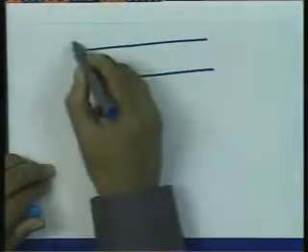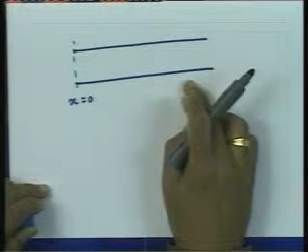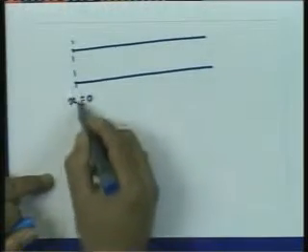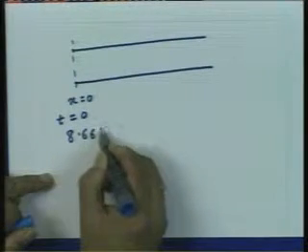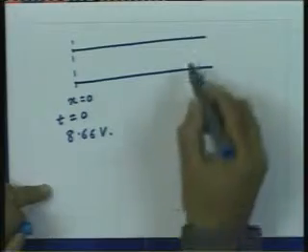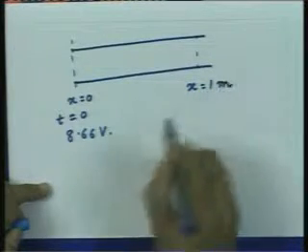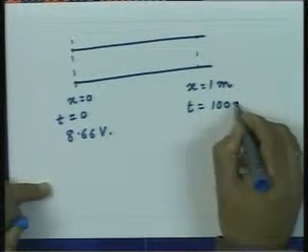So, let us say I have a line here, I have some location here which I call x equal to 0, and at some instant of time I measure the voltage between the terminals of this line. I want to find out what will be the voltage at some other point on the transmission line at some other instant of time. Let us say the voltage measured at x equal to 0, t equal to 0 is 8.66 volts, and let us say I want to find out the voltage at some other distance x equal to 1 meter and t equal to 100 nanoseconds.